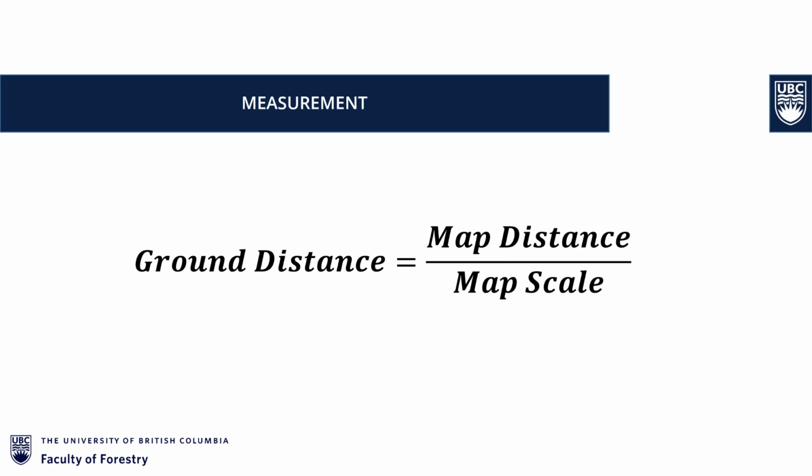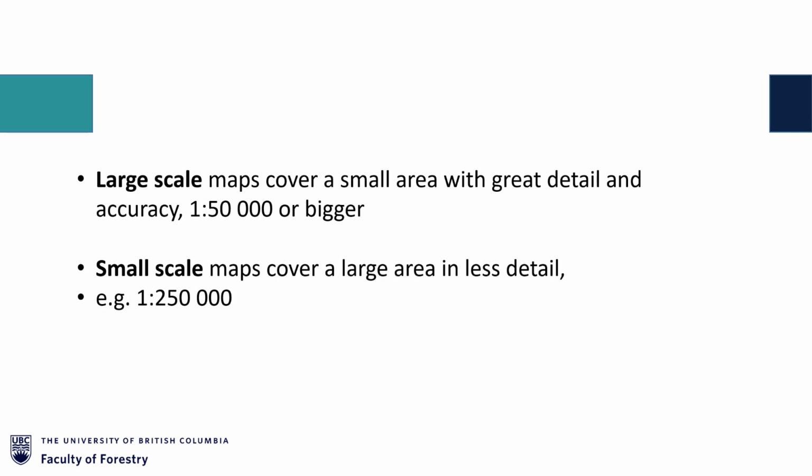This is a reversed equation of the previous one. Ground distance equals map distance divided by scale. Based on these equations, we can measure the ground distance directly from a map if the map scale is provided.